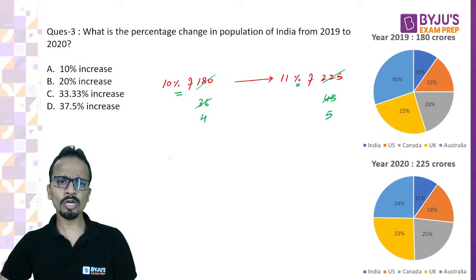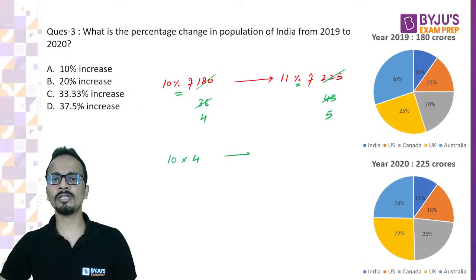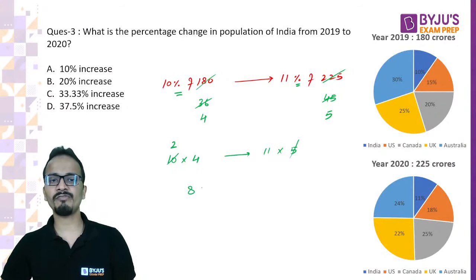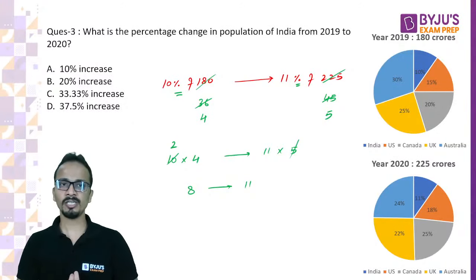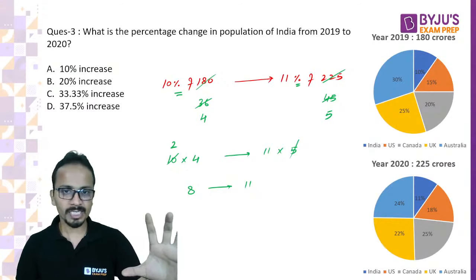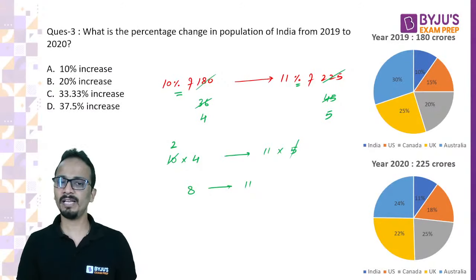Okay. So on the left hand side, I'll be getting 10 into 4 and on the right hand side, it is 11 into 5. Further, I can cancel 5 on both sides. So on the left hand side, I'm left with 8 and on the right hand side, I'm left with 11. Okay, so I can say that after this cancellation, initial value has become 8 and final value has become 11.